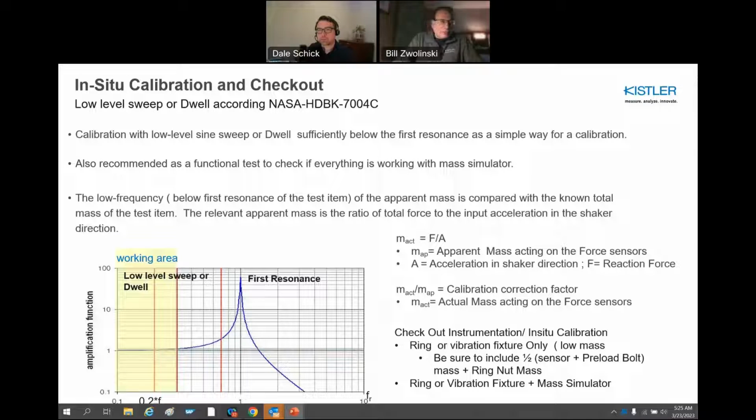So within a couple percent, I usually don't worry too much about that. But if they're off by 5 or 10%, there's usually something else going on. Maybe a sensor is bad, a cable is bad, and these are where you want to do some troubleshooting.